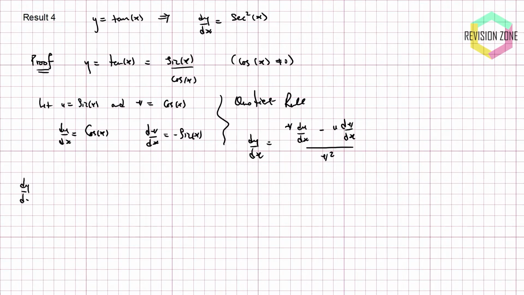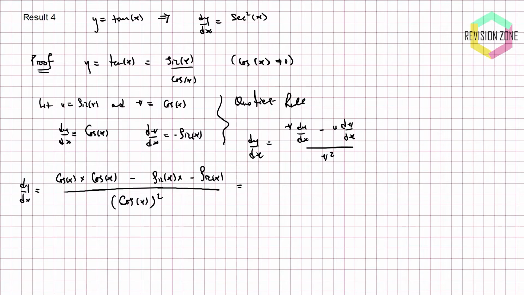So I come here and do the substitution. My v is cos x. My du dx is also cos x, I can see that from here and here. So that's my v, and that's my du dx. And then I have a minus sign, and then my u is sine x, and my dv dx is minus sine x. And then the whole thing is over v squared, which is obviously cos x, and let's put a squared there.